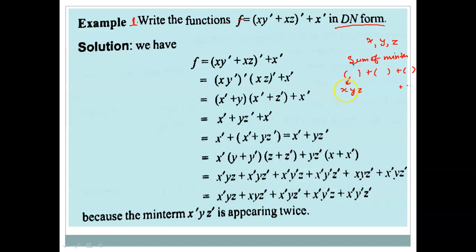Here it is not necessary that it is x, it may be x complement. It is not necessary that it is y, it may be y complement. It can be z or z complement similarly. So it can be of the form simply xyz or x complement y complement z complement. It can be x complement y z complement. It can be x y complement and z, etc, etc.